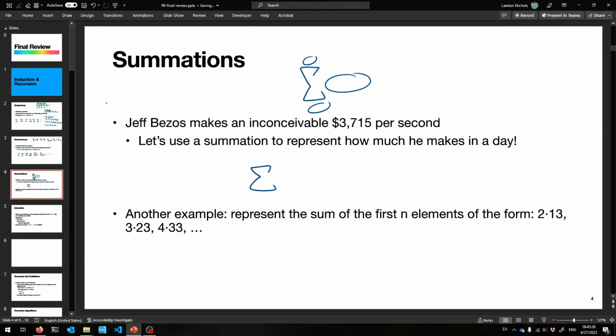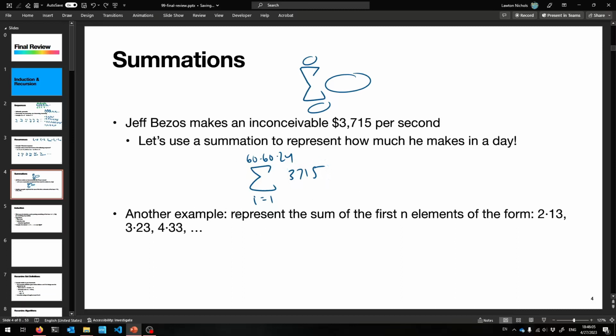So it's like, all right, how many seconds are there in a day? Because this is per second. Well, start I at 1, go to I being 60 times 24. That's how many seconds are in a day. And every I, add a new $3,715. So each I, add this up. And so that's a summation that represents how much Jeff Bezos makes in a day, for example.